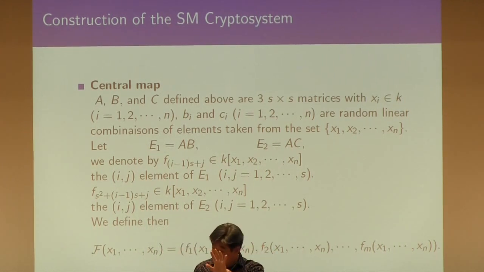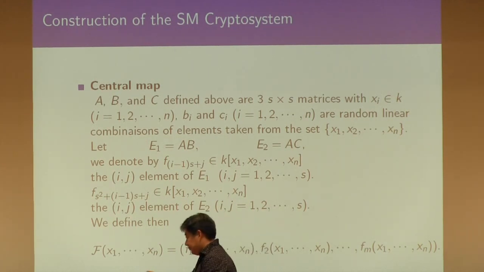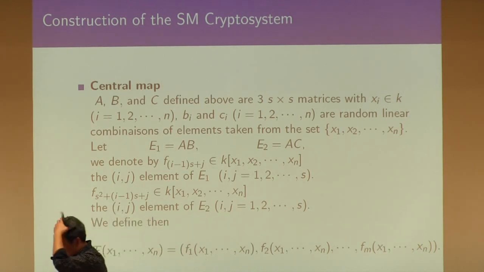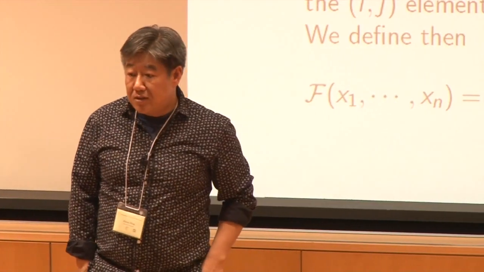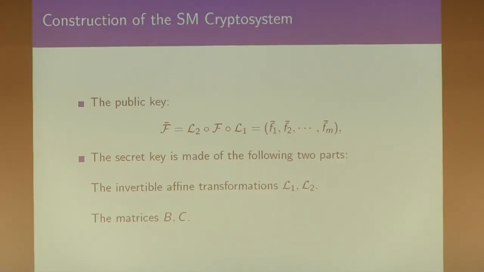These are square matrices, right? A times B, and then A times C. That's it. Then I take every entry out and line them up. They give me 2n polynomials in n variables. It's as simple as that. And then of course you compose L1, L2, which is not important yet.